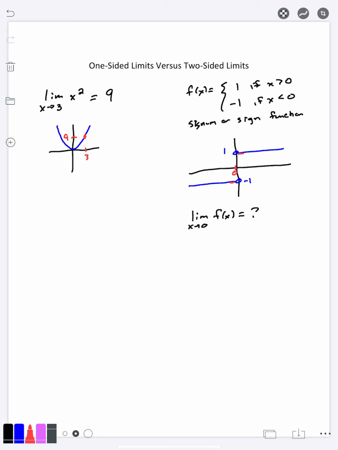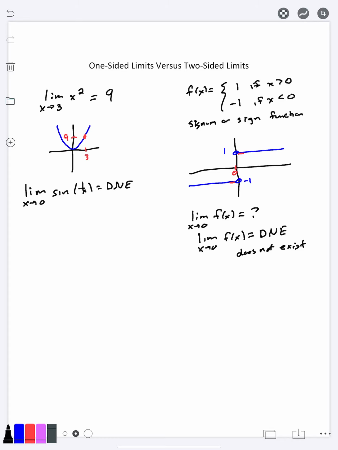Now it turns out that this limit then is actually going to be undefined. Or sometimes we will write the shorthand DNE for does not exist. There is no answer to this limit. Now there are going to be other functions that also have this same problem. Let me do a little side example over here. The limit as x goes to 0 of sine of 1 over x is also DNE.